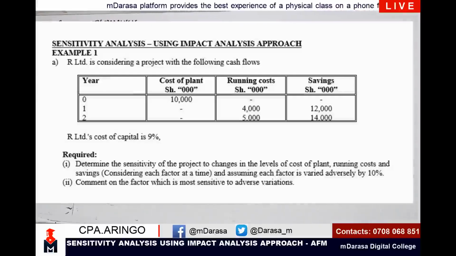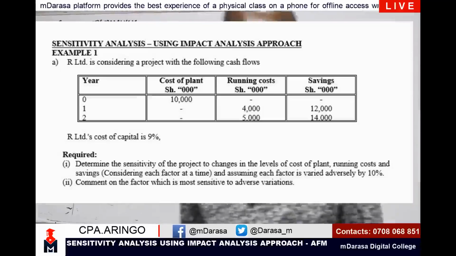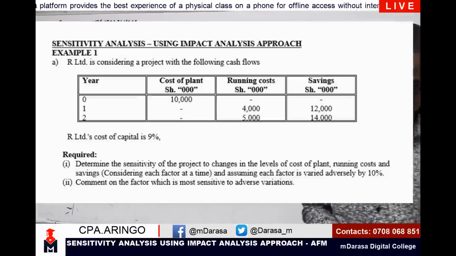So that is a question that I'm given, and I believe it is visible to all of us. You can take a screenshot of the same. So let's go through this question.